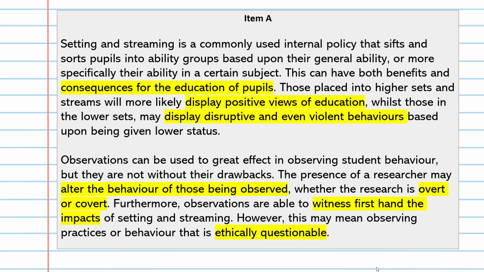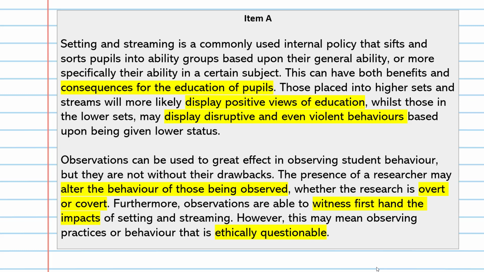Now, you may notice in the question, it just talks about observations. It doesn't talk about whether it's participant, non-participant, overt or covert. This is something that the exam board have started to do in this specification. It's just to talk about a method and allow students the ability to talk about the 2 different types, or the 4 different types in the case of observations.